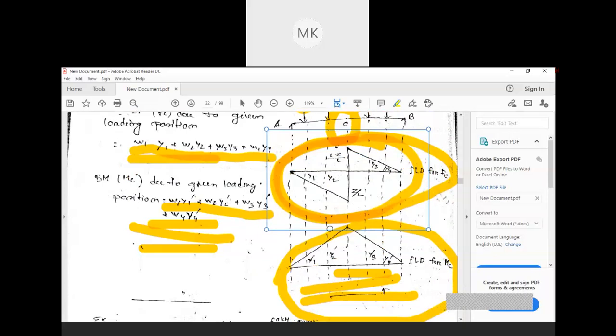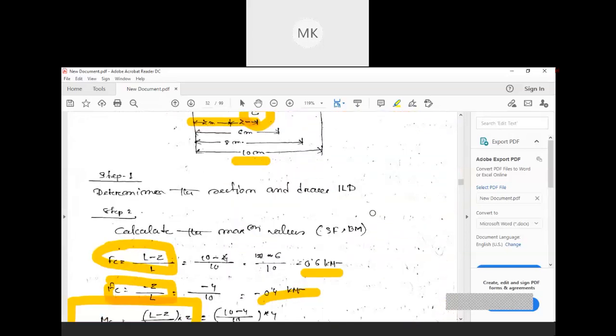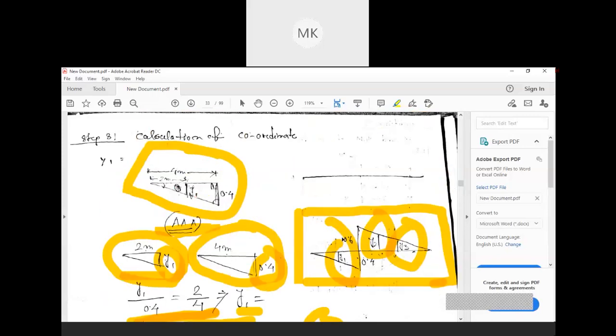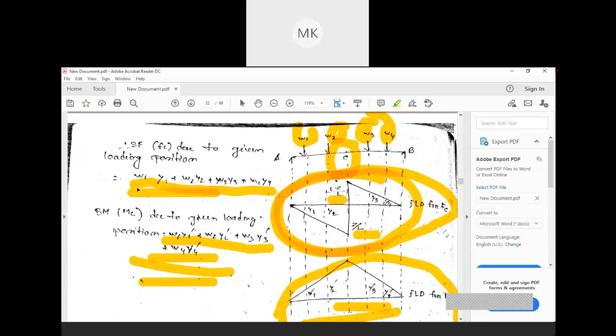Okay, for the bending moment part, for the SF part we already discussed how we need to find out L minus Z by L. Z by L we have already calculated. From that, how to calculate y1, y2, I have already explained, this y1, this y2, and this y3. After finding this, just put in this formula, SF at that point C, W1 into y1, W2 into y2 plus W3 into y3. In our case, there will be 3 only, not W4, y4. Similarly, you try to find out this bending moment MC due to the given loading.